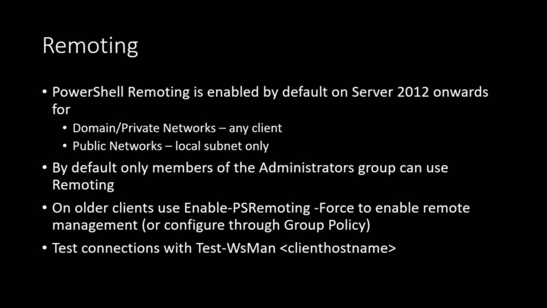If you've got older clients, so Server 2008 R2, Windows 7, Windows Vista, Enable-PSRemoting -Force will turn PowerShell remoting on that machine. Equally so, you can configure that through group policy. You can test connections to the machine, so if you're having some weird thing where your remote command won't work, you can use Test-WSMan and then the host name of that machine.